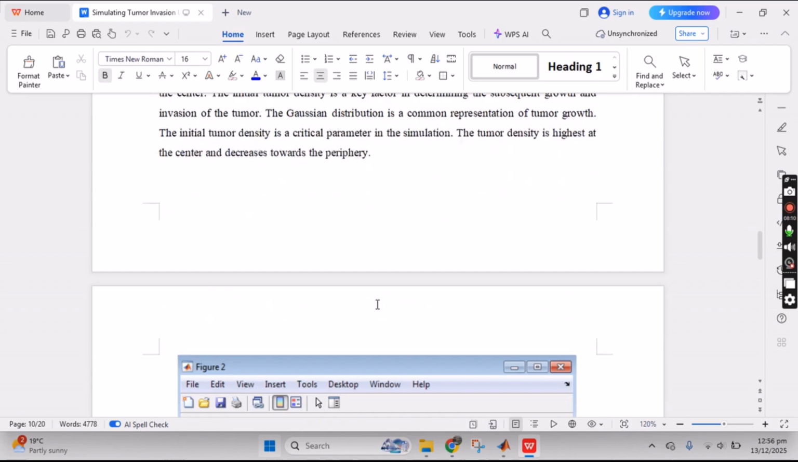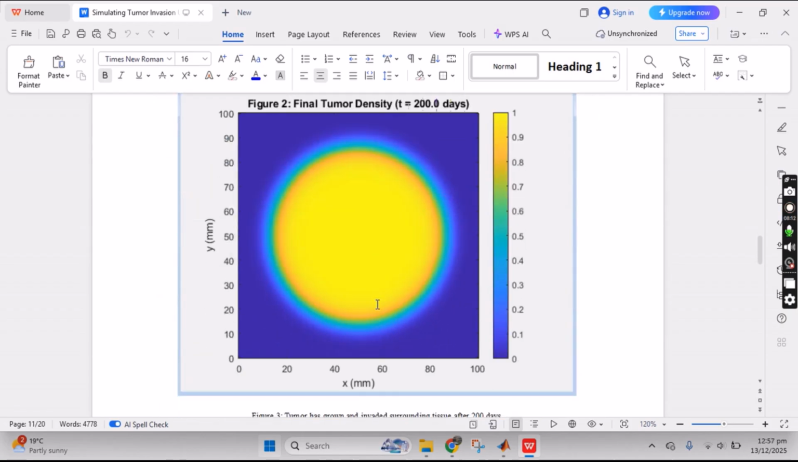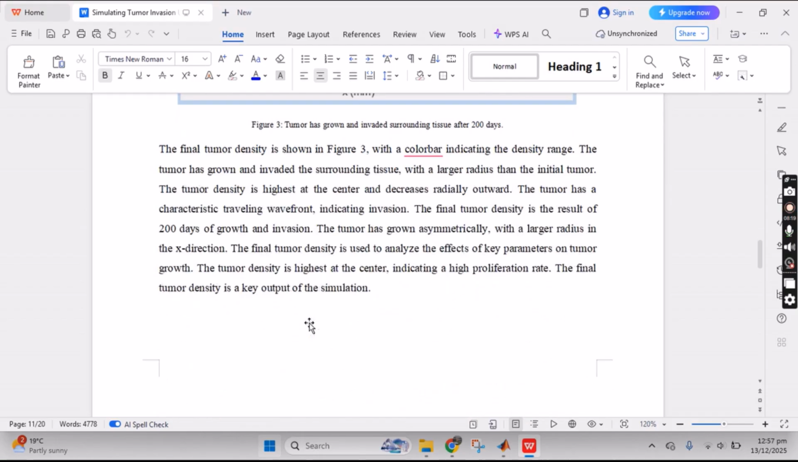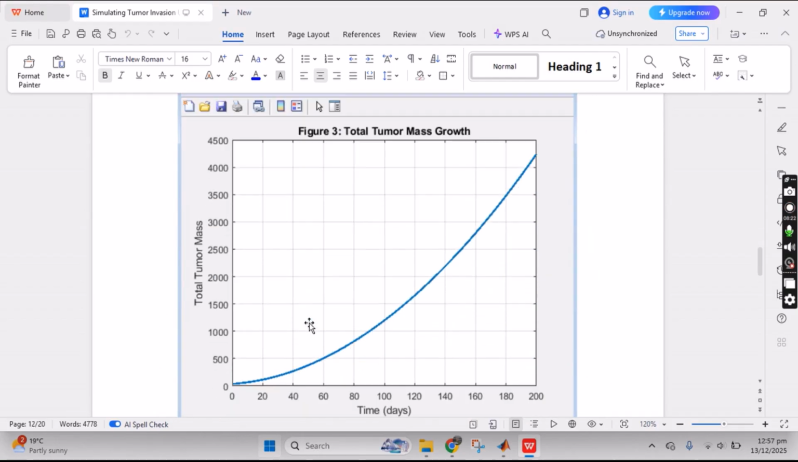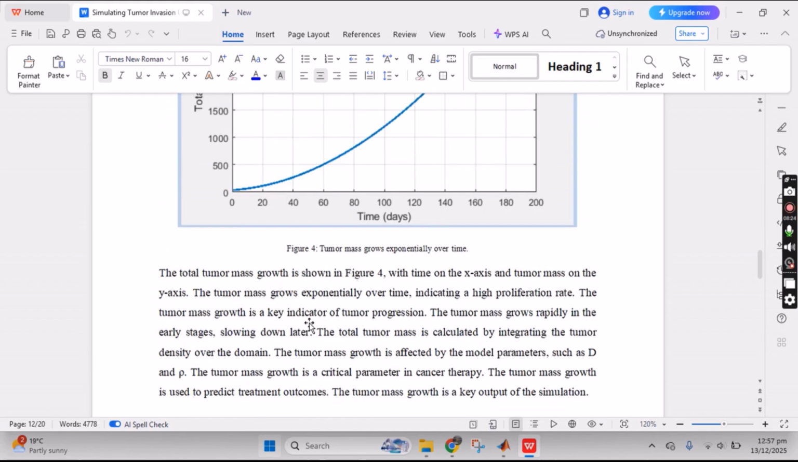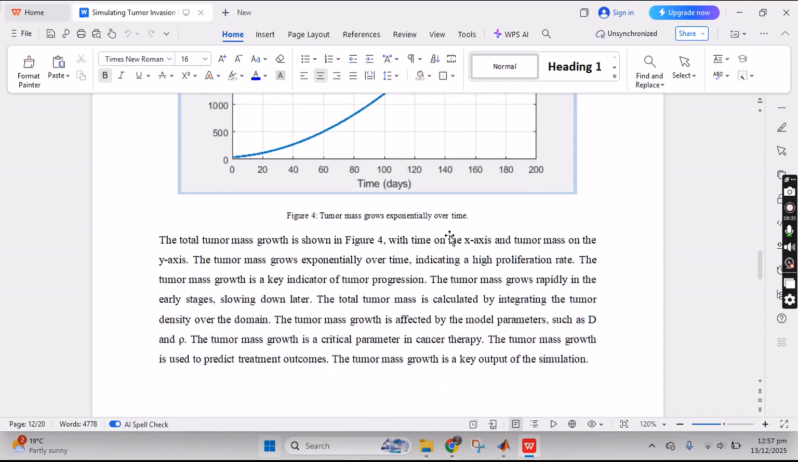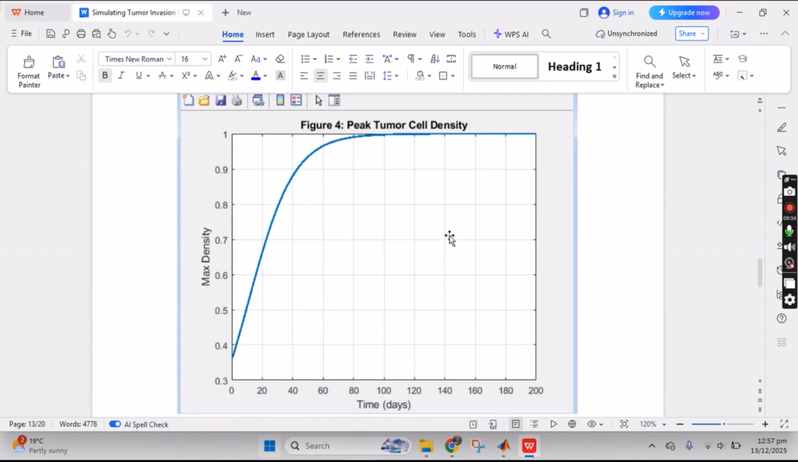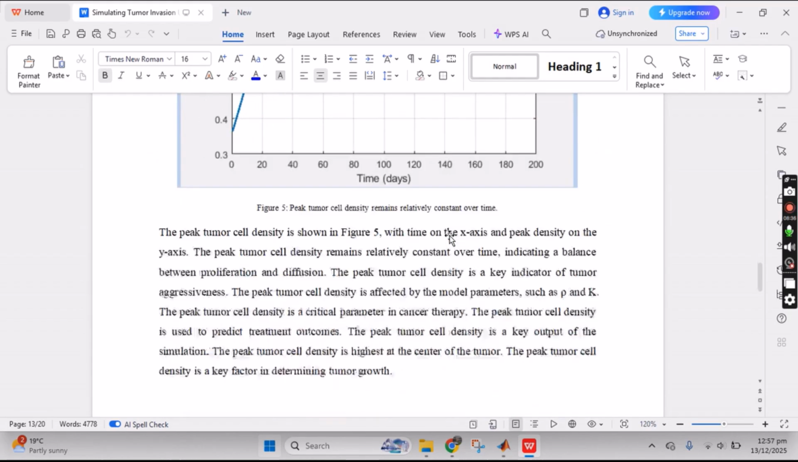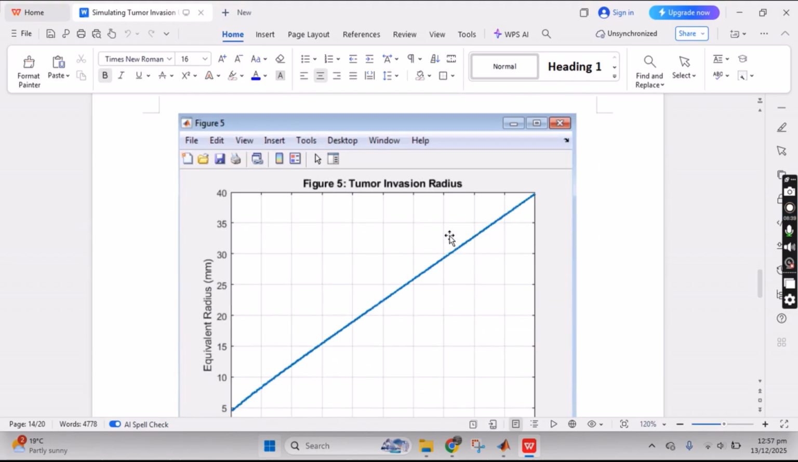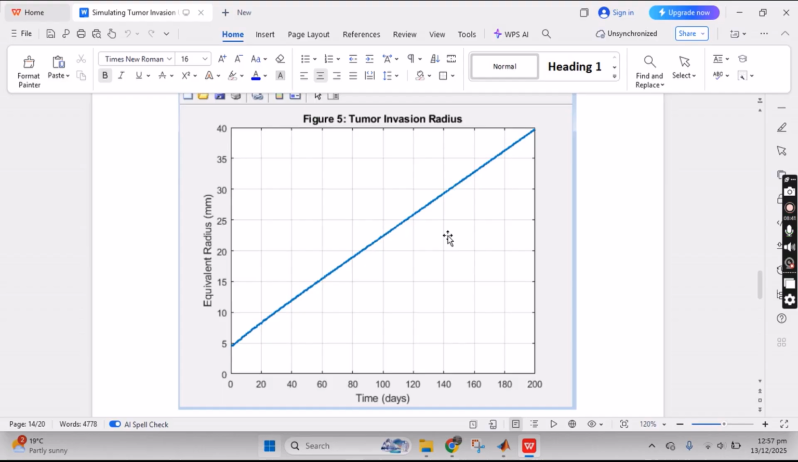Okay, here's the initial tumor density of the human body according to a Gaussian distribution, and next one is the final tumor density, which shows us the 200 days inside the human body. Here is the total tumor mass growth, and after the number of days, its size increases immediately. Here is the peak tumor cell density as well, and this one is the tumor invasion radius. Its radius increases with the number of days as well.